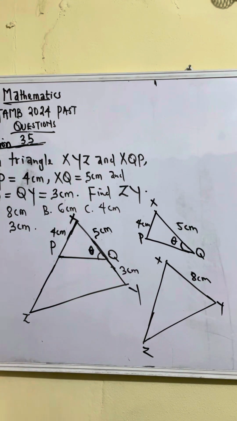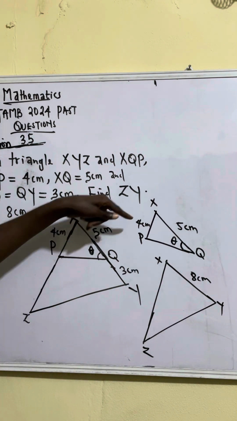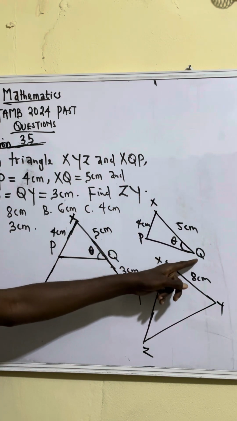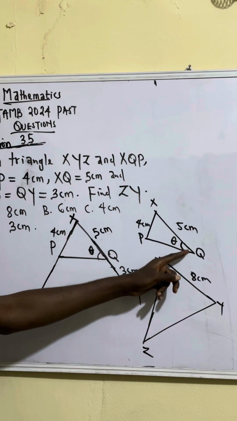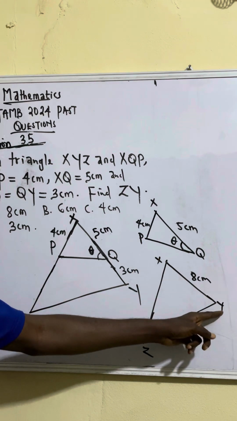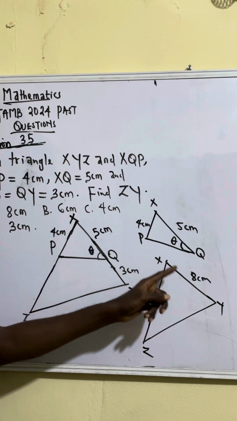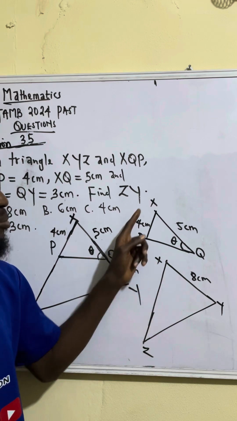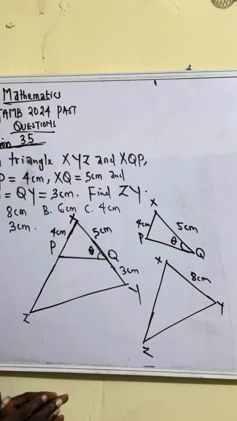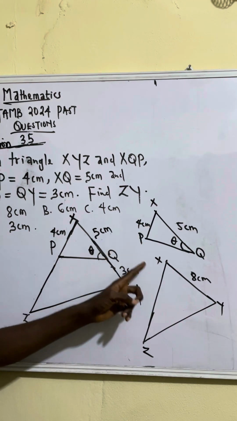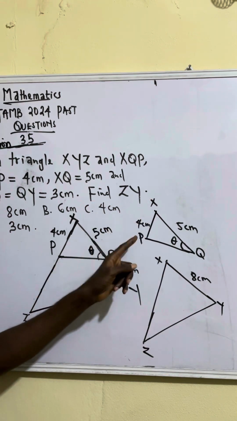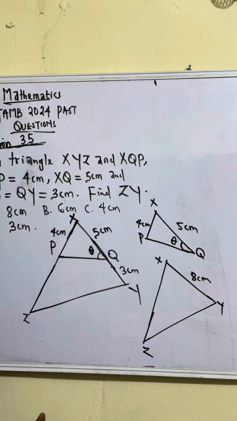Now, check the side of X. Check this side, XQ. Oh, sorry, XP. If you check XP, you will see that XY is a multiple of XP. So there is something we can generalize from there. XY is a multiple of XP. So that is 4 times 2 will give us 8. So that means there is something.